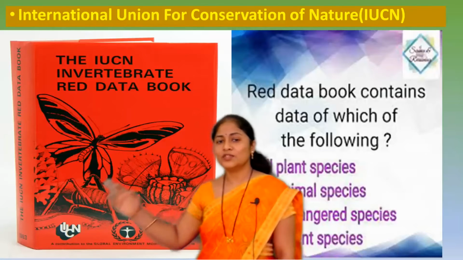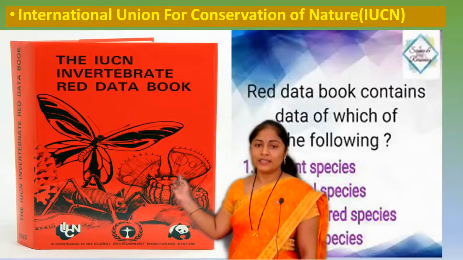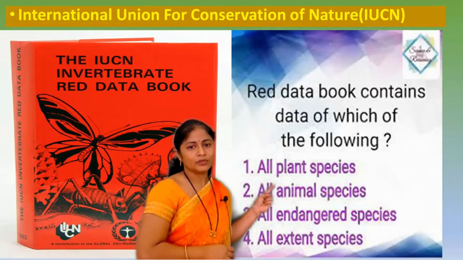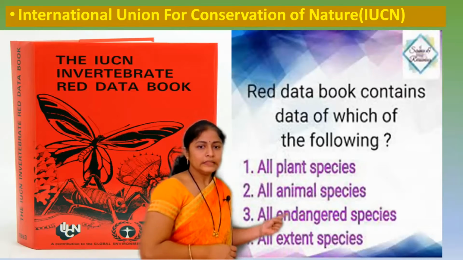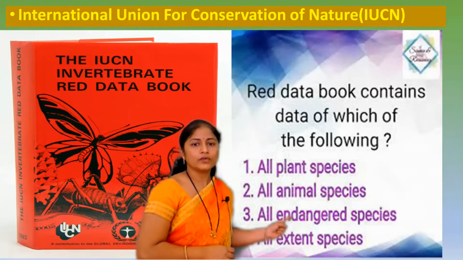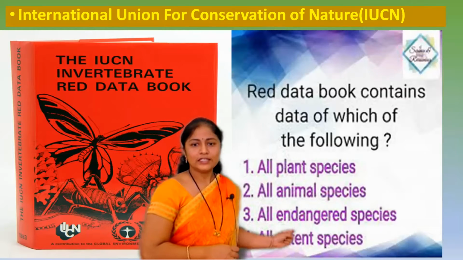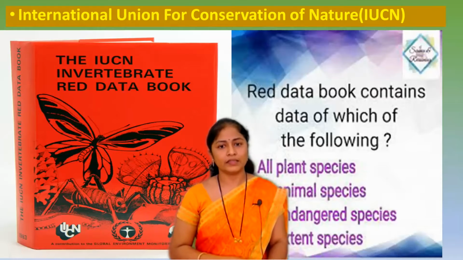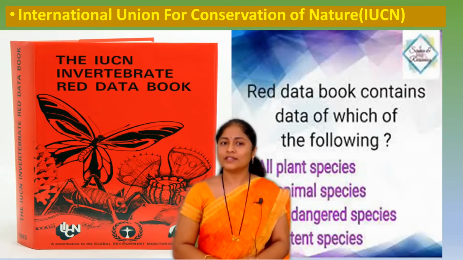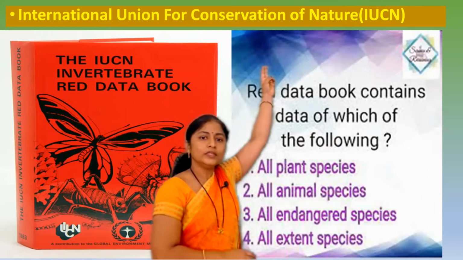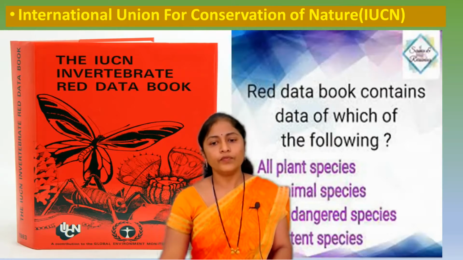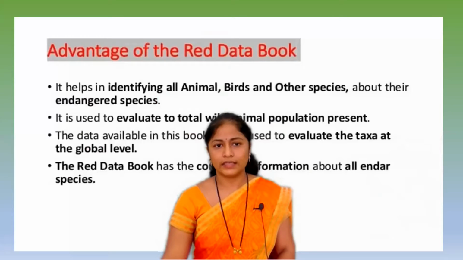My dear students, this is the picture of the Red Data Book. This book consists of information about all plant and animal species. It also consists of information about endangered as well as extinct species. This book is maintained by an organization called the International Union for the Conservation of Nature. And after every 4 years, the data is updated by this organization.